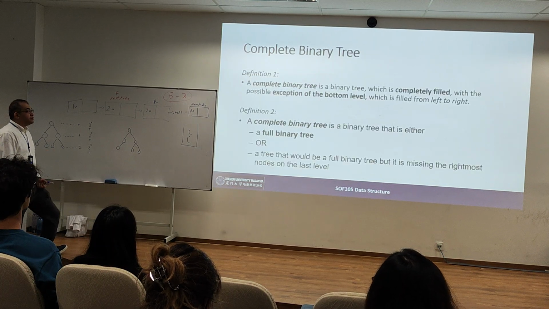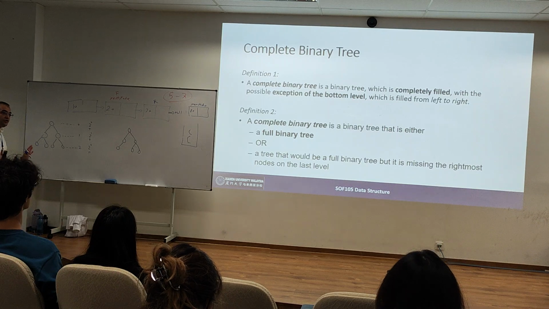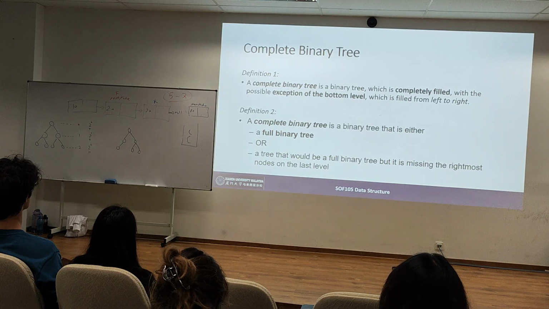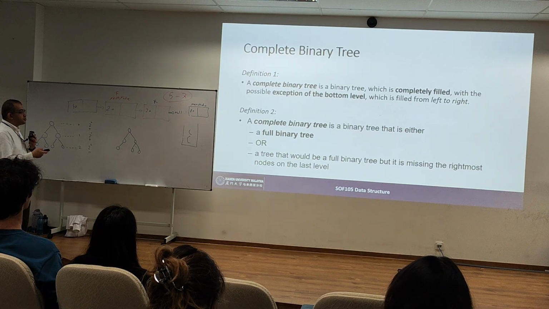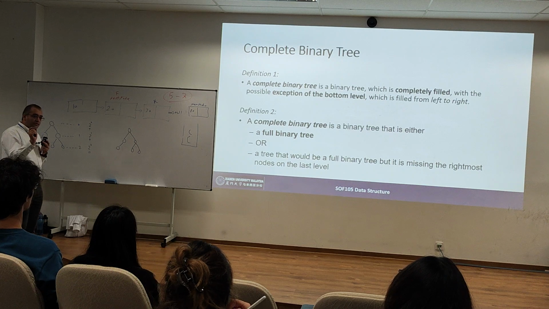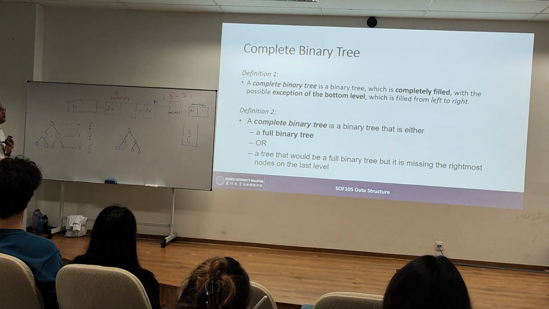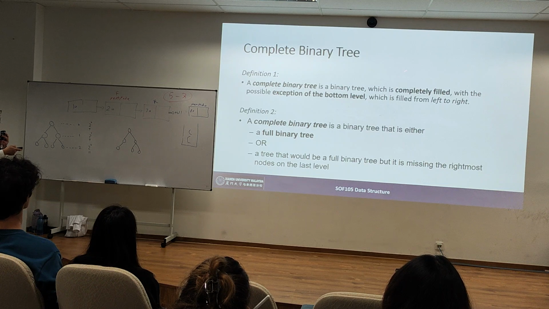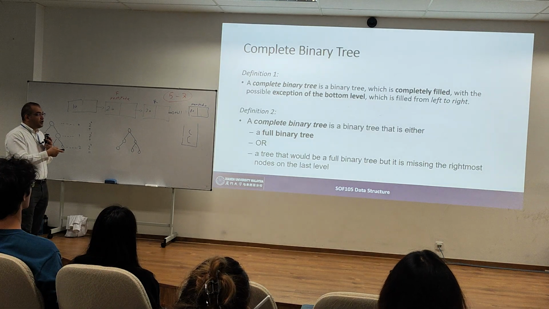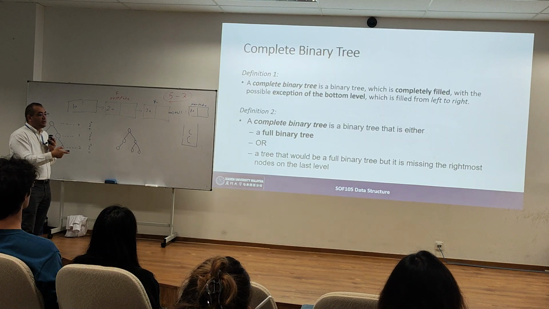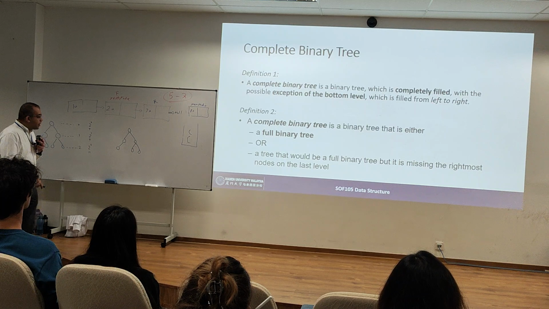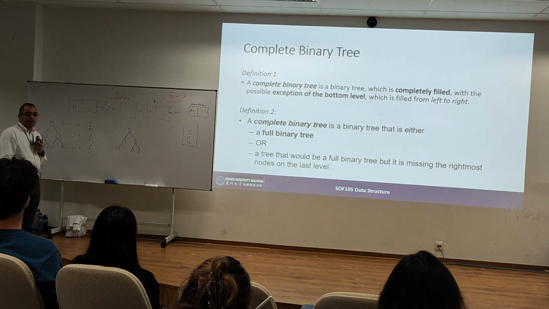Next, we have complete binary tree. Complete and full are different. Definition one of complete binary tree. Just focus a little bit with me so we can finish fast here. A complete binary tree is a binary tree which is completely filled with the possible exception of what? The lowest or the bottom level. Which is filled from where? Left to right. I all the time fill left to right.